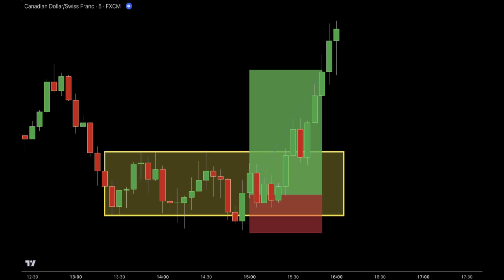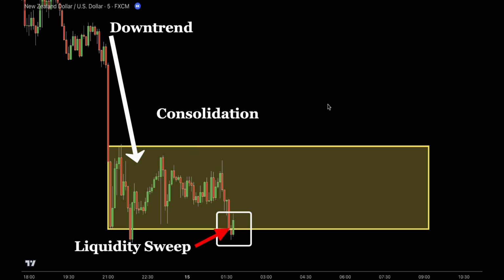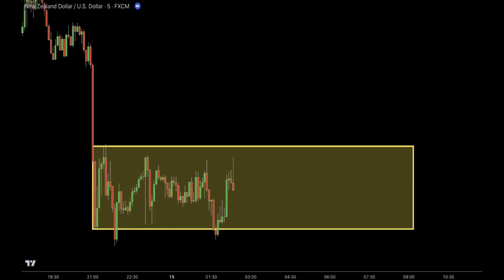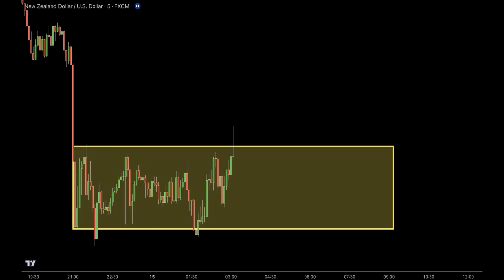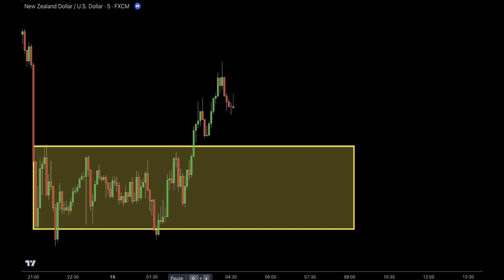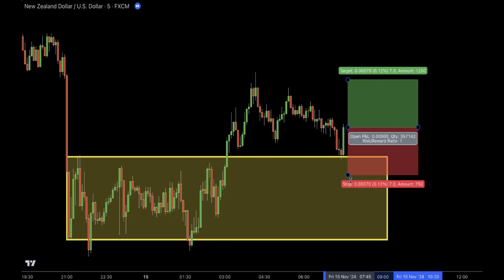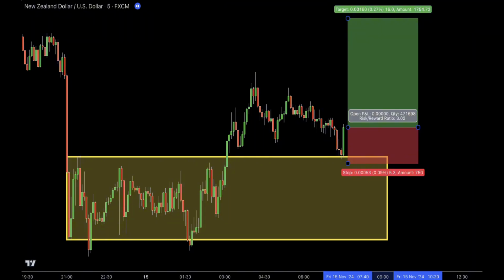Alright, what if you spot a power of 3 pattern but miss the initial trade entry? Here's what you should do. When the market trends downward and enters a consolidation phase, watch for a break below the support level, followed by a close back inside the range, a classic liquidity sweep. If you missed the first entry, don't worry, wait for a pullback. The market often returns to retest the resistance level before continuing upwards. Place your trade at the close of the pullback candle, set a stop loss below it, and aim for the next key level as your target.